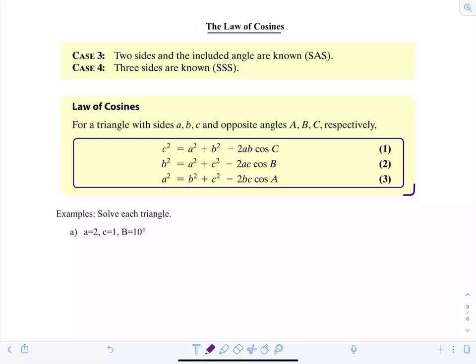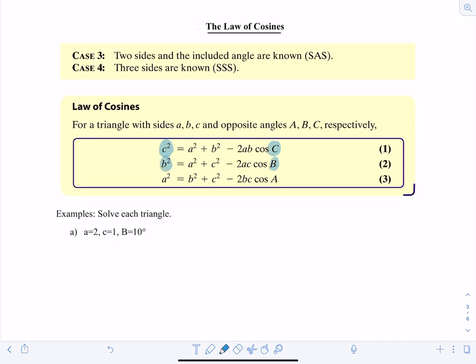For a triangle with sides a, b, and c, lowercase, and opposite angles A, B, and C, capital, respectively, we have that c squared equals a squared plus b squared minus 2ab cosine C. And then the pattern follows. Notice whatever side is squared, because it's lowercase, you have cosine of the angle opposite that side on the other side of the equation.